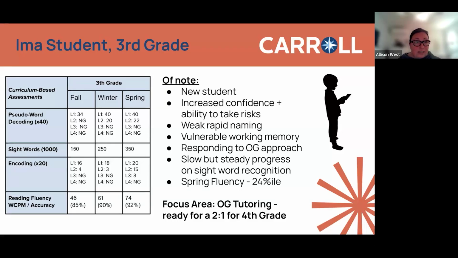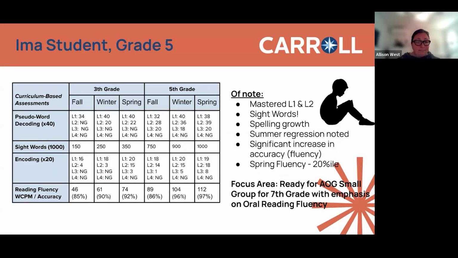If we move on, we can see Ima in 5th grade. And we can see now the data for 5th grade is showing continued growth. By the end of 5th grade, we are seeing mastery of level 1 and 2. And we now know that when we see mastery of level 1 and 2, we should expect to see really nice growth in oral reading fluency development. So I would be especially excited moving into 6th grade what that oral reading fluency is going to look like.